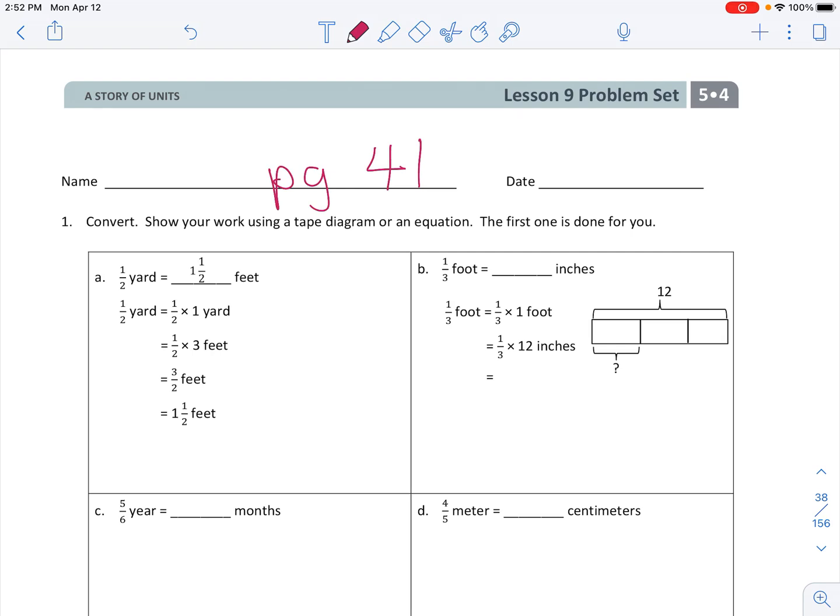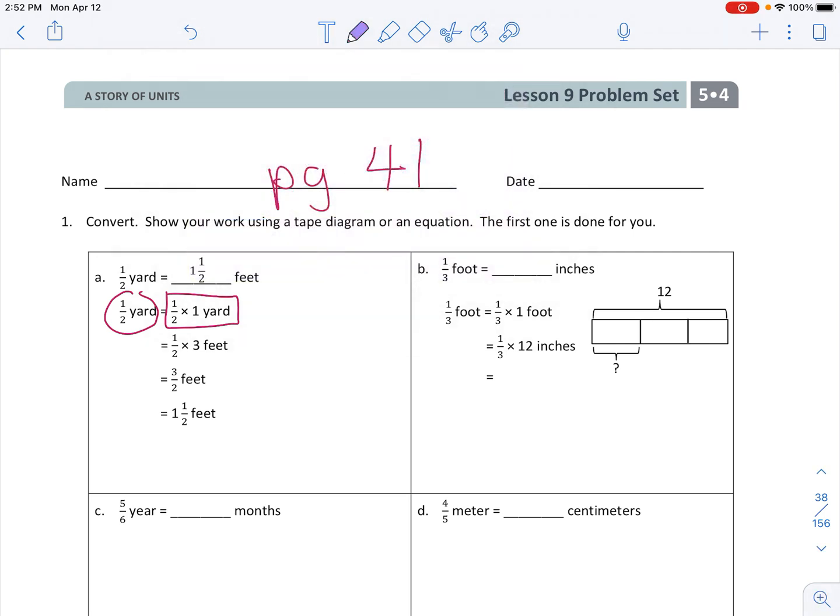So letter A is done for us. We have 1/2 a yard is how many feet? Well, remember what we can do is we can say, well, 1/2 a yard is the same as 1/2 times 1 yard. And then we're going to replace 1 yard with however many feet that is. Well, 1 yard is 3 feet. Now we do 1/2 times 3. We get 3/2, and we convert that to a mixed number. So we get 1 1/2 feet. So 1/2 a yard is 1 1/2 feet.